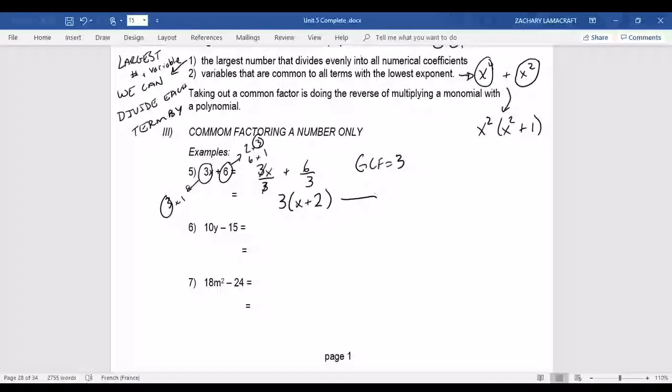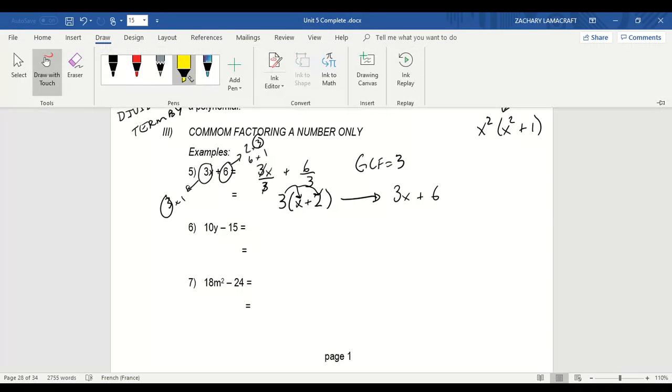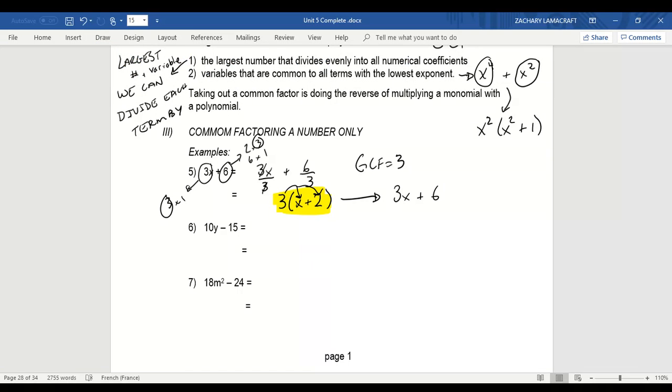And the reason we do this is basically to short form multiplying it through. So if we multiplied both of these terms, 3 times x would be 3x, and 3 times 2 would be 6. So that's what we started with. But to common factor, we want to end up with this term right here. Okay?